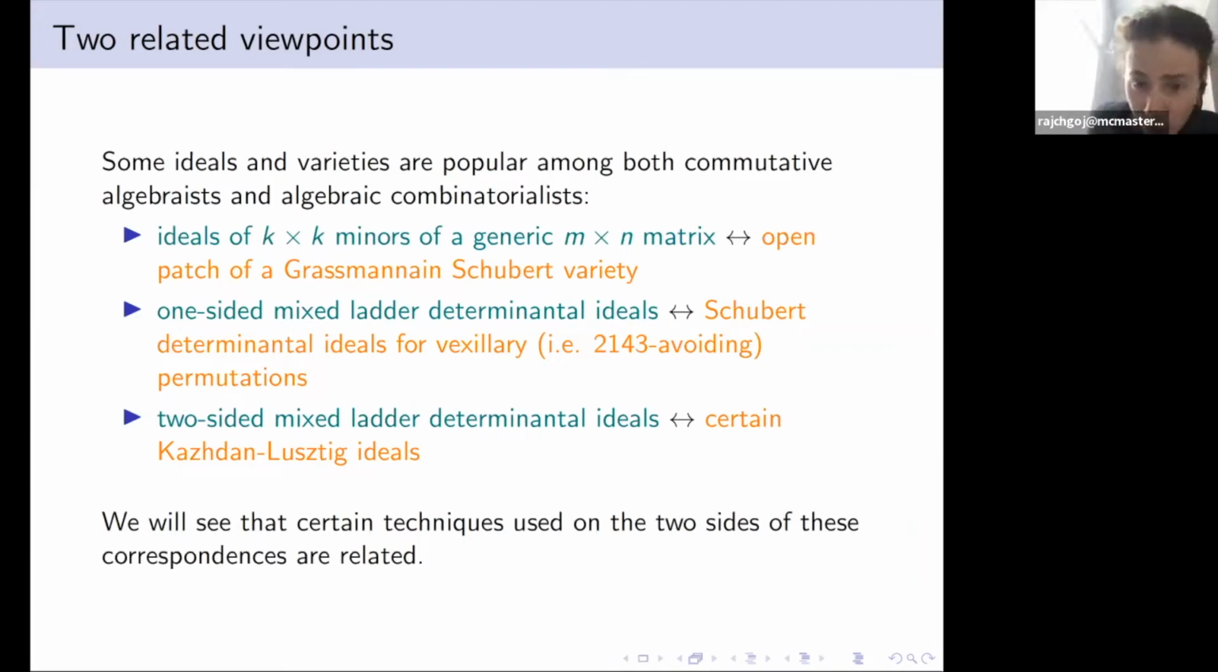So the ideals defining matrix Schubert varieties for vexillary, or 2143-avoiding, permutations. Two-sided mixed ladder determinantal ideals can be identified with certain Kazhdan-Lusztig ideals, which are defining ideals of Schubert varieties intersected with an opposite Schubert cell. So you can see these very natural determinantal things show up in algebraic combinatorics as well, and certainly both communities are interested in them. What I want to start with today is to show that certain techniques used on both sides of these correspondences are very closely related, okay? The two techniques being geometric vertex decomposition on the one hand, introduced by Knutson-Miller-Yong, and Gorenstein liaison theory on the commutative algebra side.